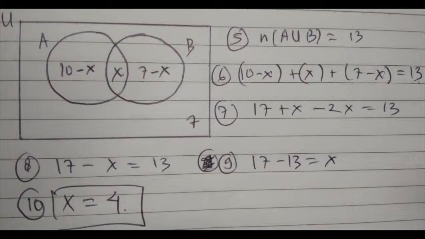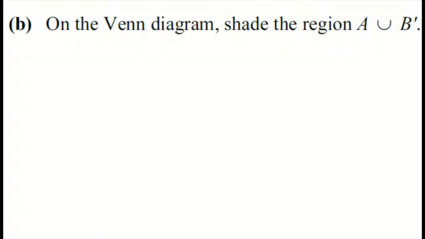So since we know there's minus x, plus x, minus x, what remains is still a minus x. So 17 plus x minus 2x is equal to 13. That's our next step: 17 minus x is equal to 13. Then the next step is 17 minus 13, which is equal to x. Therefore, the number of elements in the intersection is equal to 4. Wow, this is amazing, guys. This is amazing. Now we move to question B.